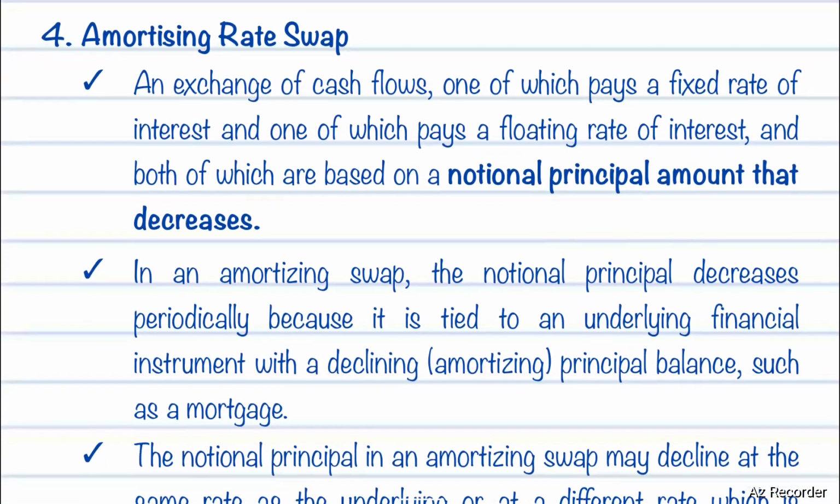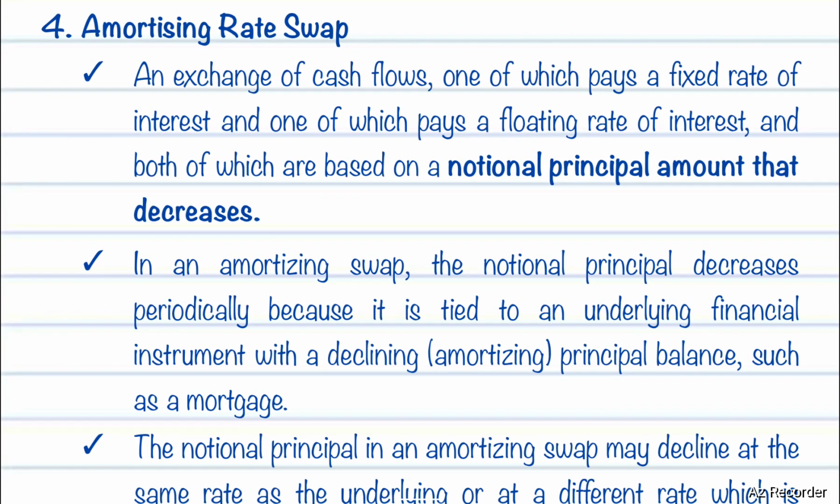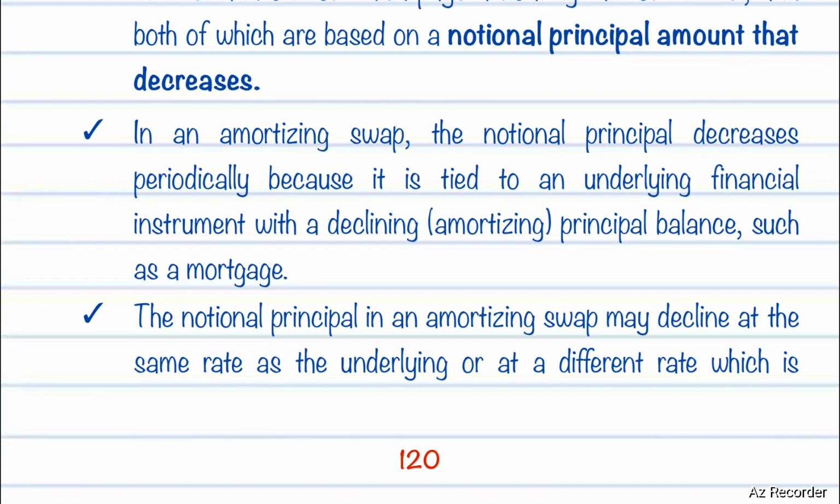Next, amortizing rate swap, an exchange of cash flows, one of which pays a fixed rate of interest and one of which pays a floating rate of interest, and both of which are based on a notional principal amount that decreases. In an amortizing swap, the notional principal decreases periodically because it is tied to an underlying financial instrument with a declining principal balance, that is, an amortizing principal balance, such as a mortgage.